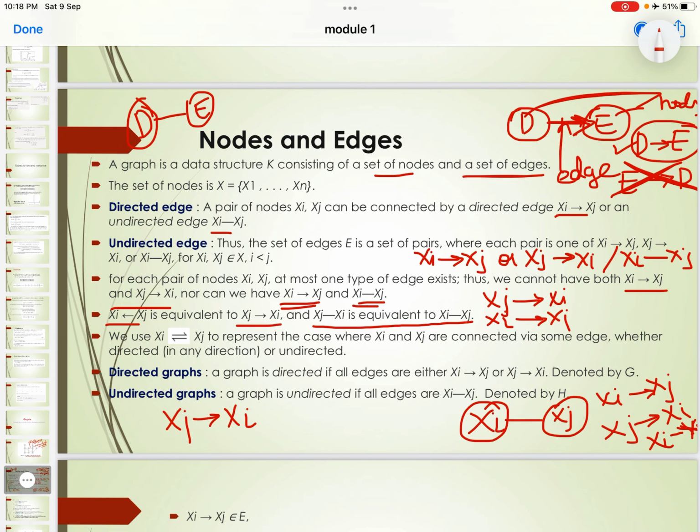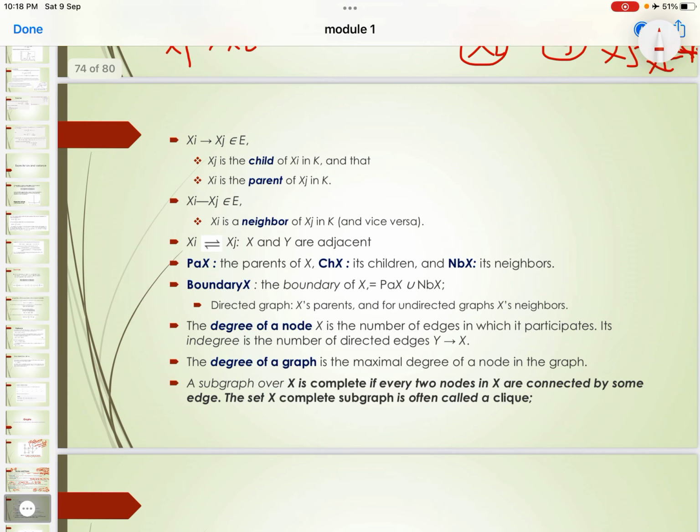So we use Xi bidirectional arrow Xj to represent the case where Xi and Xj are connected via some edge, whether directed in any direction or undirected. We can use a bidirectional arrow for this. Directed graphs: a graph is directed if all the edges are Xi to Xj or Xj to Xi, denoted by G. Undirected graph: a graph is undirected if all the edges are undirected, so there is no arrowhead when you are going from Xi to Xj. That is an undirected graph, denoted by H.